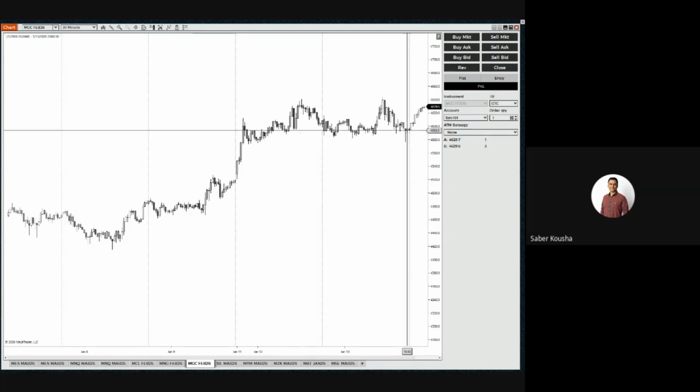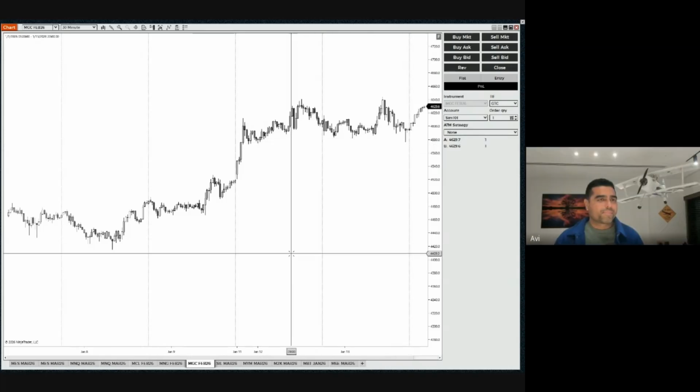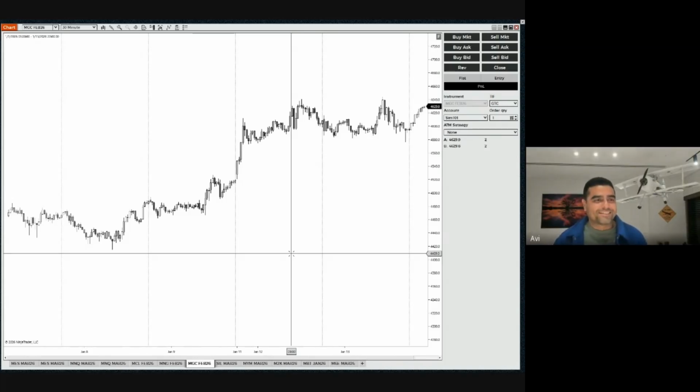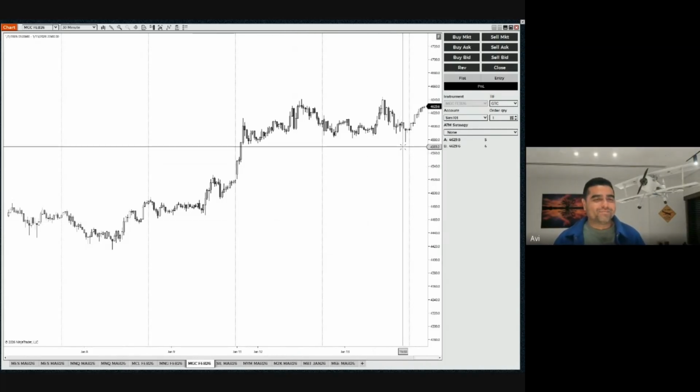I have a question. Yeah. When you say room to the left, how much room on the left do you need to convince you to enter a trade? It's a question that everyone asks. All right. Room to the left.